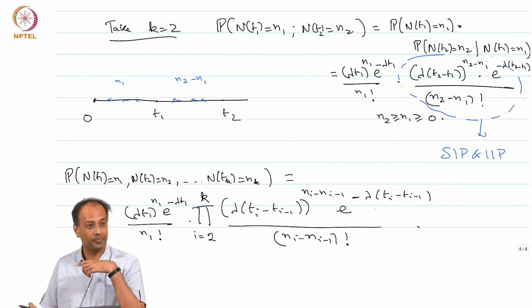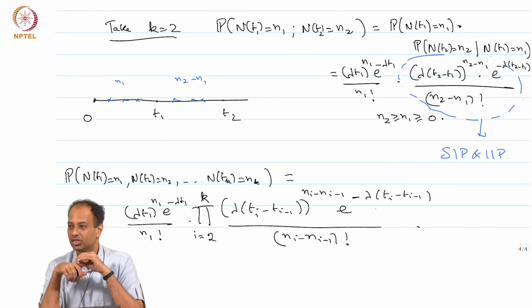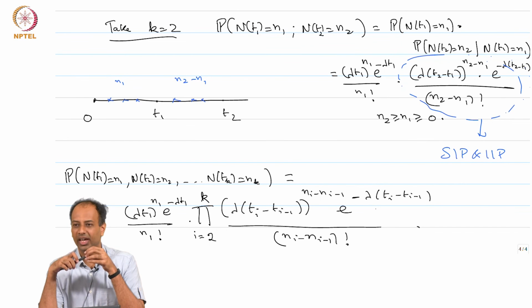All right. So that is the joint distribution of these. Given any k and T1, T2, ..., Tk, you can calculate the joint distribution of N(T1) through N(Tk) using IIP and SIP.